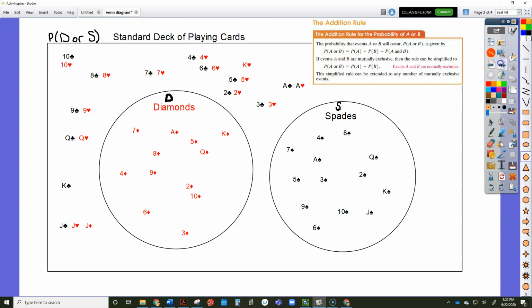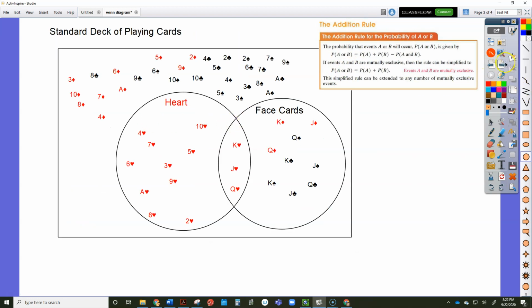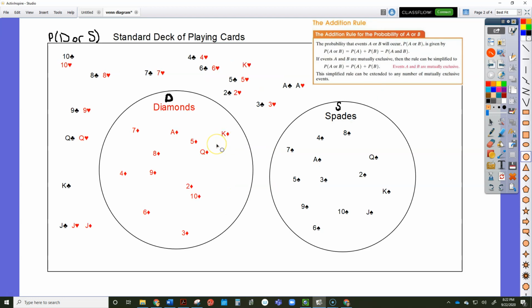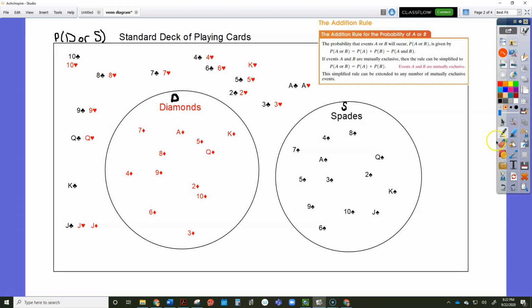I will do that problem. It's right here. I will do that next. But first, I wanted to do this type of problem again. So here I have named event D to be the event of drawing a card from the deck and that card being a diamond. So I've taken all of the diamonds out here.